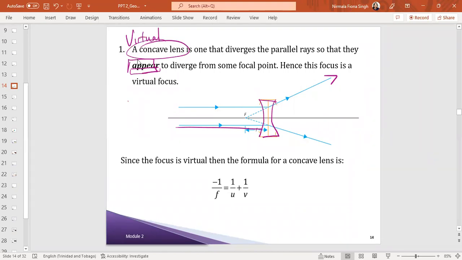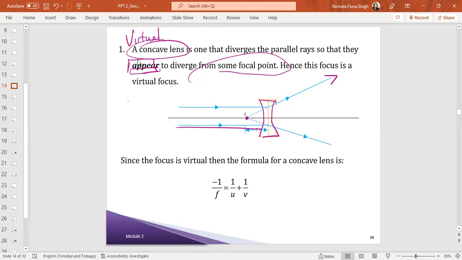So reading again, a concave lens is one that diverges the parallel rays so that they appear to diverge from some focal point. Hence, this focus is a virtual focus. This virtual focus here is where the light rays appear to converge from. I know that's poor English language. That's the best way you can describe it, right? Appear to originate from, as in you can trace back your rays to start from a given point.